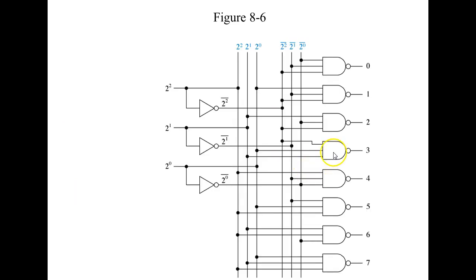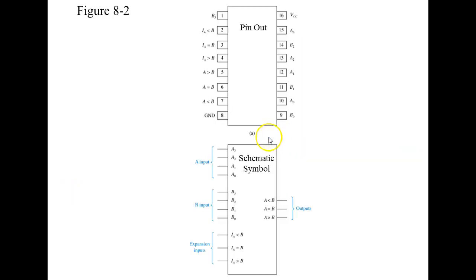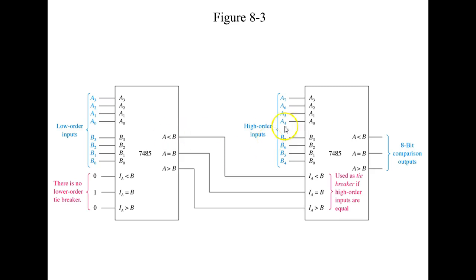Then we have these decoders. So that's a magnitude comparator. Everybody okay? 7485, really neat IC. And then we have decoders. What does a decoder do?